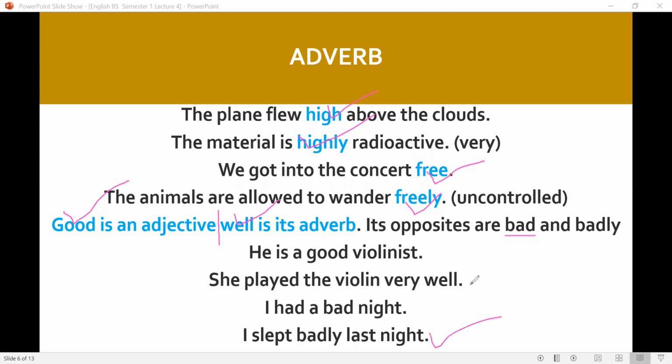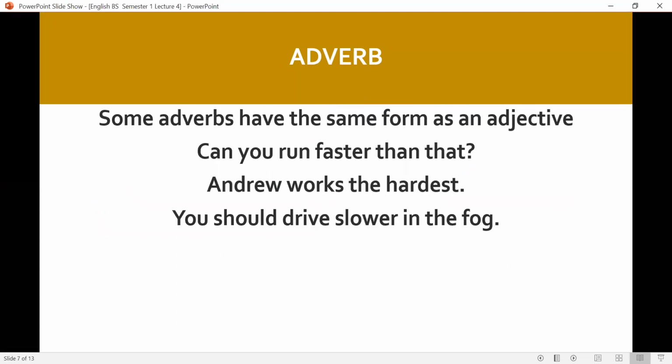These are the adverbs. And this is an adjective. So be very careful. You have to learn these nuances of the language and the construction and their role in the sentence. Then you will be able to differentiate between adverb and adjective. Some adverbs have the same form as an adjective.